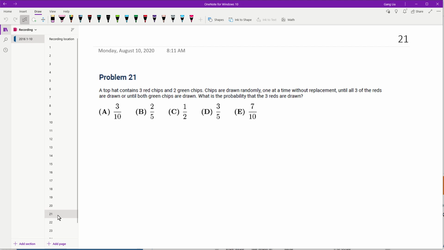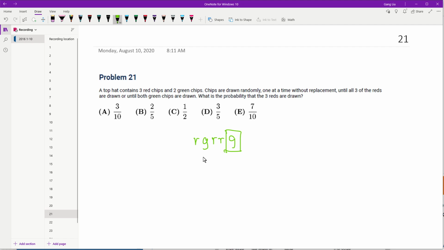Problem 21. A top hat contains 3 red chips and 2 green chips. Chips are drawn randomly, one at a time without replacement, until all 3 of the red are drawn, or until both green chips are drawn. What is the probability that 3 red are drawn? So for the reds to be drawn, basically the last chip needs to be green. So basically red, green, red, red. So the last one has to be green. If the last is red, then actually both greens were drawn.